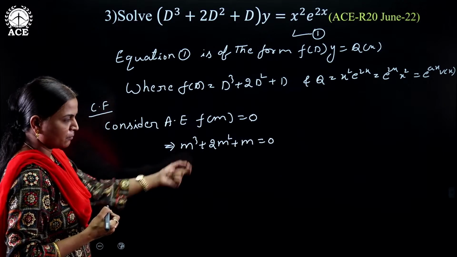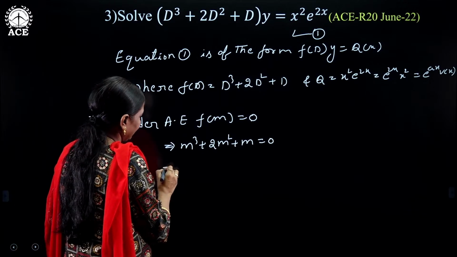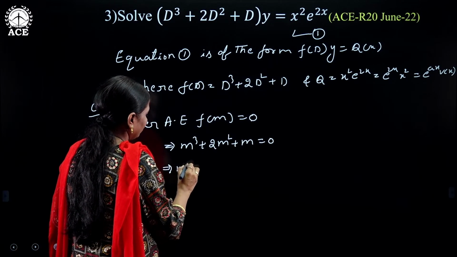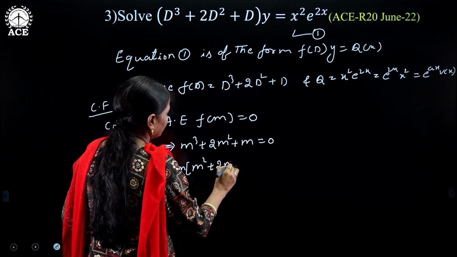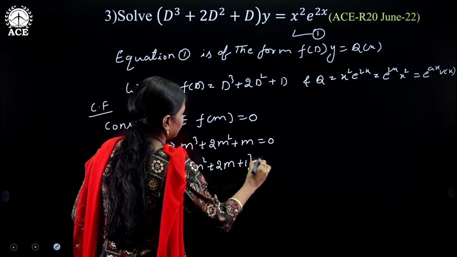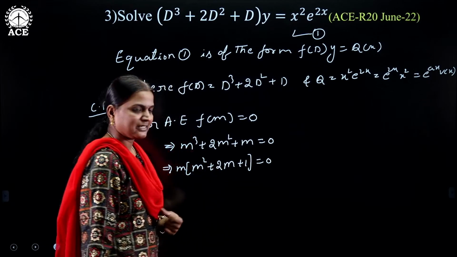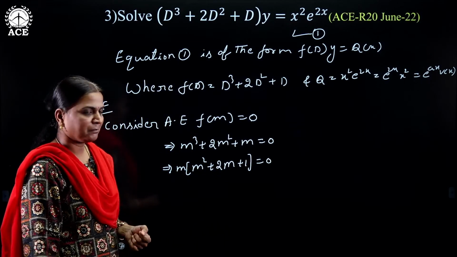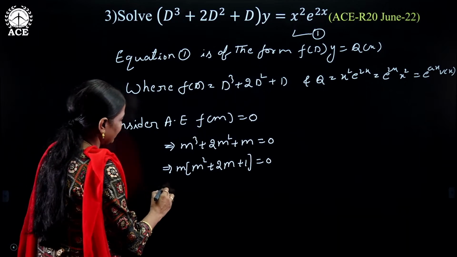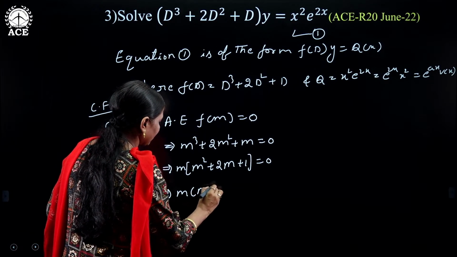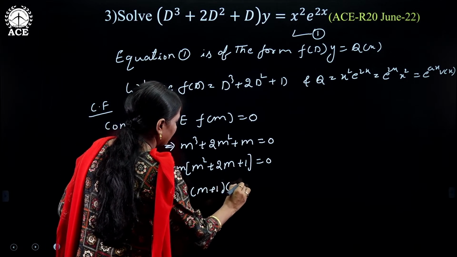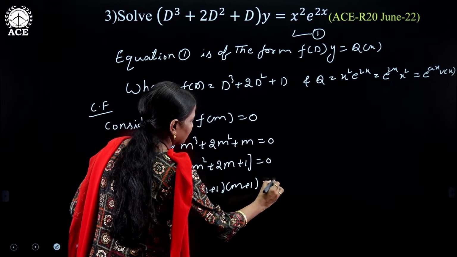Now here we have one common term, that is m. If you take m outside, what are the remaining terms? m square plus 2m plus 1 is equal to 0. So m square plus 2m plus 1 is what? m plus 1 into m plus 1. So what are the factors? m into m plus 1 into m plus 1 is equal to 0.